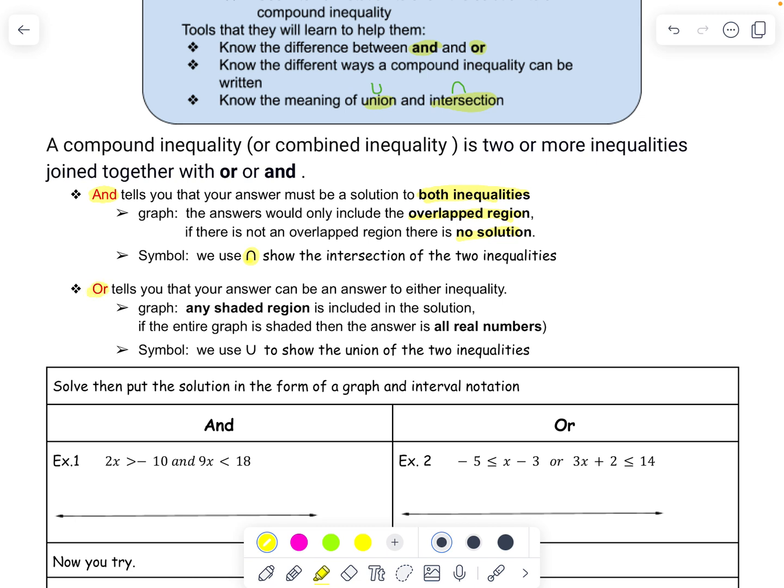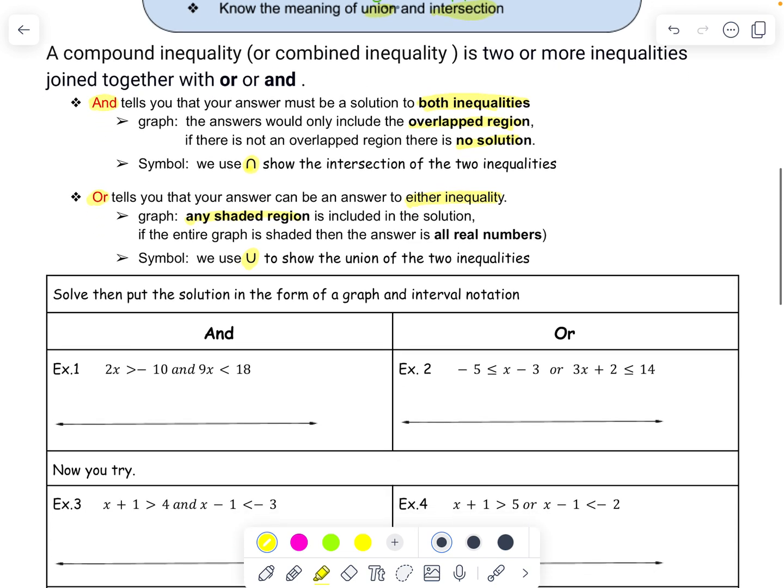Or tells you that your answer can be in either inequality, okay? And your graph would be any shaded region that could be included in the solution. And our symbol would be this union symbol right here.